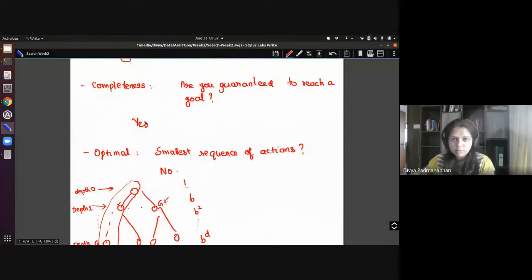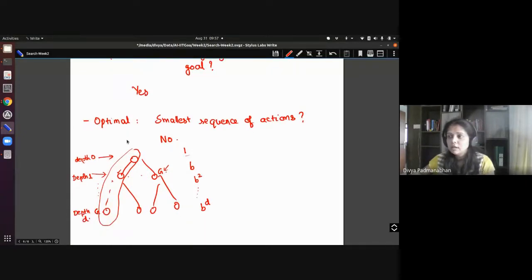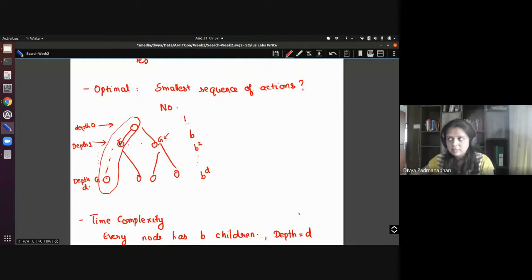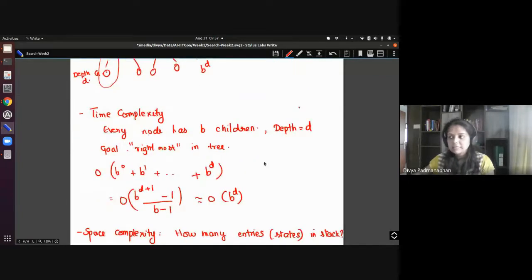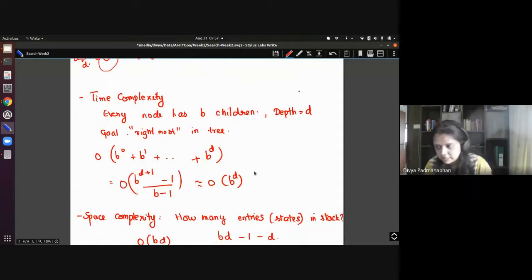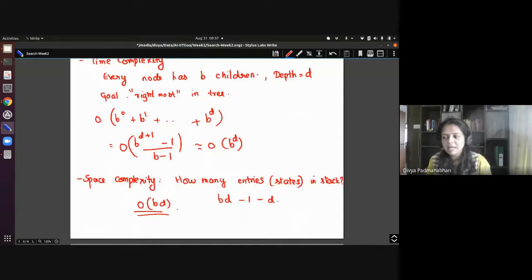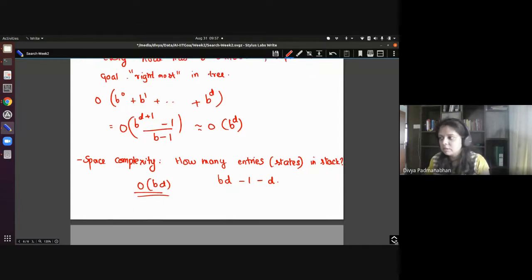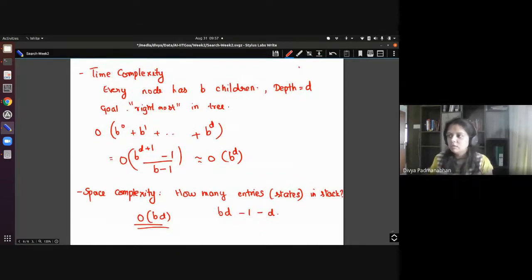So anyway, coming back to DFS, these are some of the things. It's complete, so you will be guaranteed to find a goal. It's not necessarily optimal, and the time complexity is going to be order of B power D. In terms of space, you will have order of B times D. So this is not too bad. B times D is a reasonable amount to have in the stack. The exponential is where things tend to slow down.